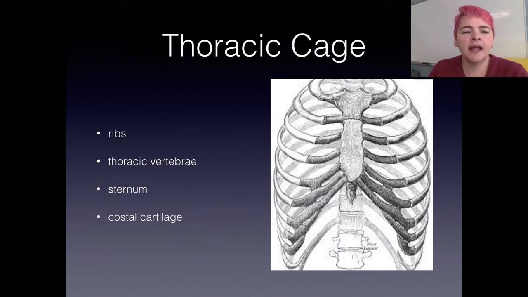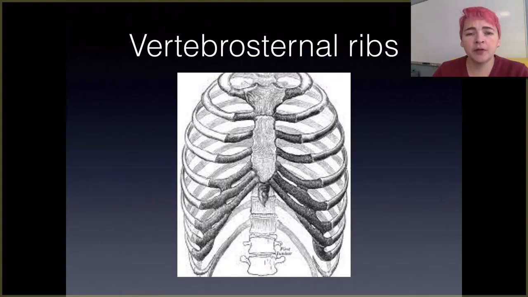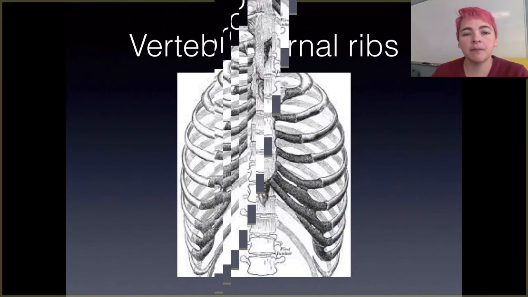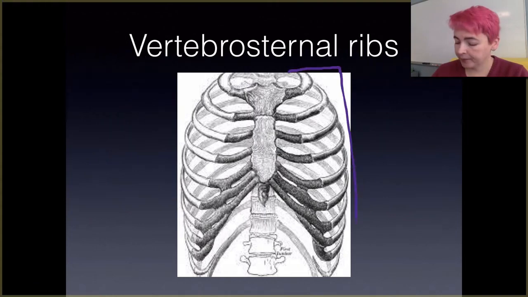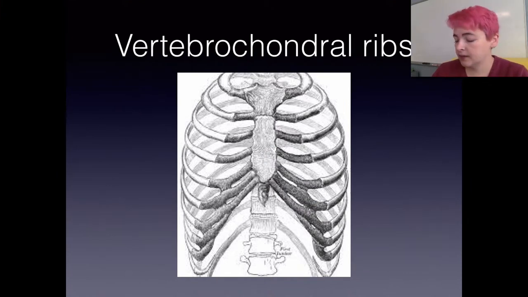The thoracic cage consists of ribs, the thoracic vertebrae, the sternum, as well as costal cartilage. Costal cartilage is the cartilage that attaches the ribs to the sternum. Looking at the ribs, humans have 12 sets. That makes 24 total. And males and females have the exact same number. There is no difference between male and female. The first 7 ribs are called the vertebral sternal ribs because they are directly attached to the sternum with the cartilage. These are also known as the true ribs.